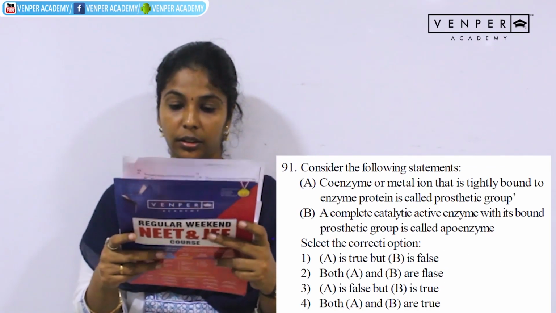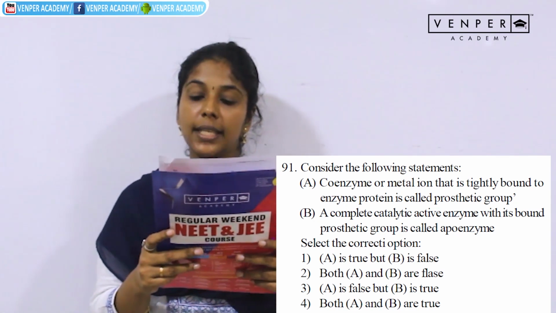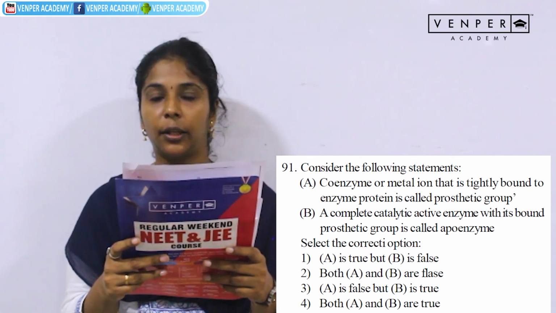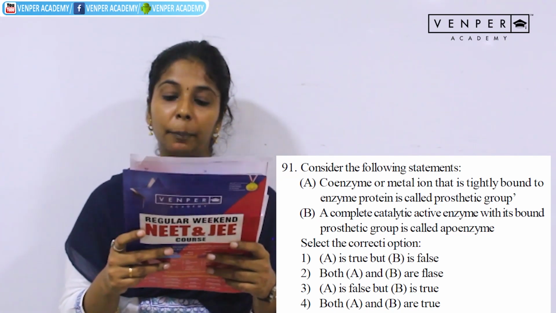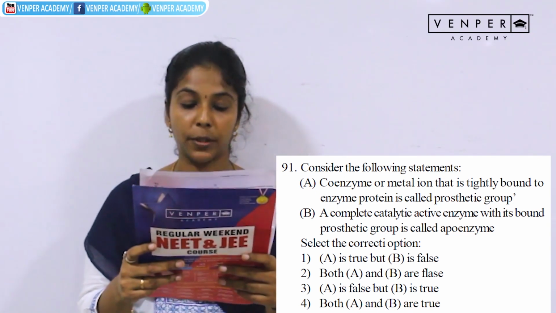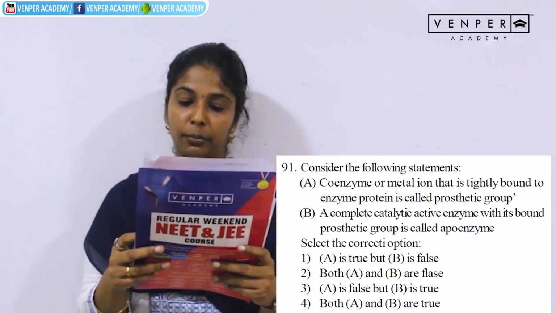Question number 91. Consider the following statements. A. Coenzyme or metal ion that is tightly bound to enzyme protein is called prosthetic group. Statement B. A complete catalytically active enzyme with its bound prosthetic group is called apoenzyme. We should select the correct option from this.